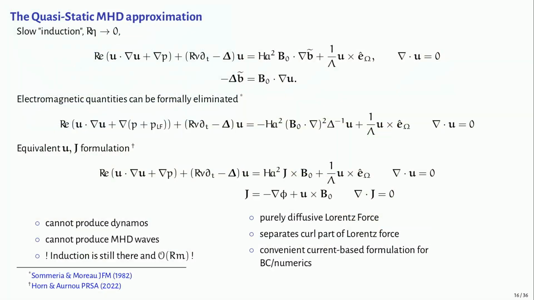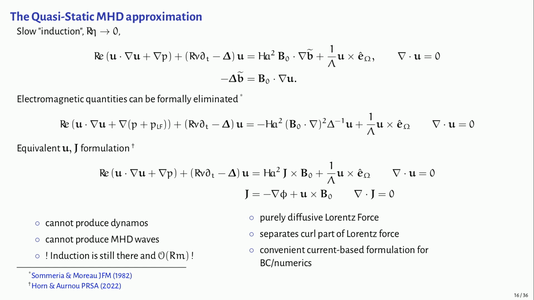So if you take that limit, so R eta, that screen parameter, goes to 0, then you obtain what's called the quasi-static MHD approximation. So quasi-static and low Rm are two completely different approximations. One implies the other. So quasi-static is always low Rm, but low Rm is not always quasi-static. Okay. So that is the form that you obtain. So another term drops. And that gives you a lot of possibilities.